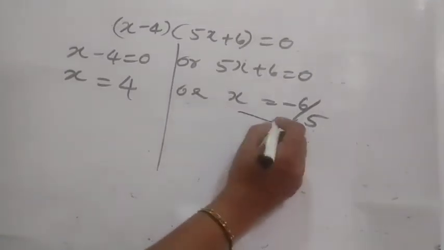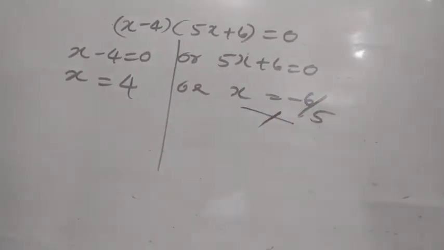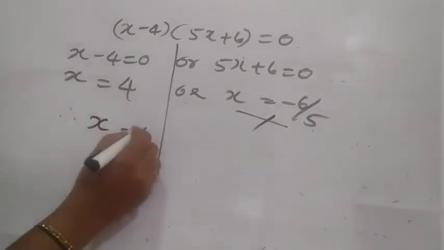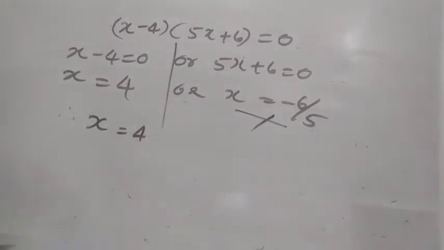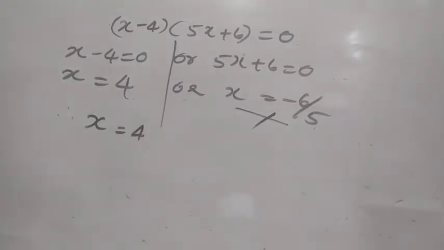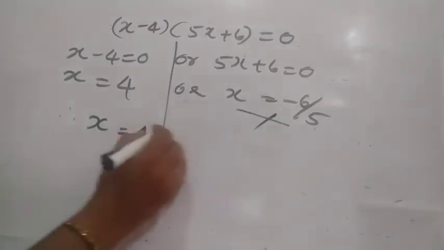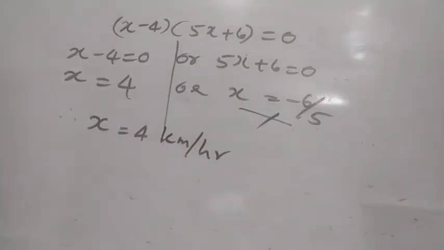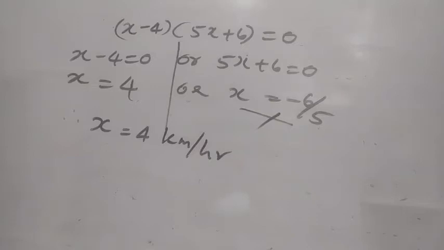Here we cannot take the negative value for speed. That's why, what is the value of x? 4. She travels with a speed of 4 km per hour. Okay, here the question is find x. So we got x as 4 km per hour.